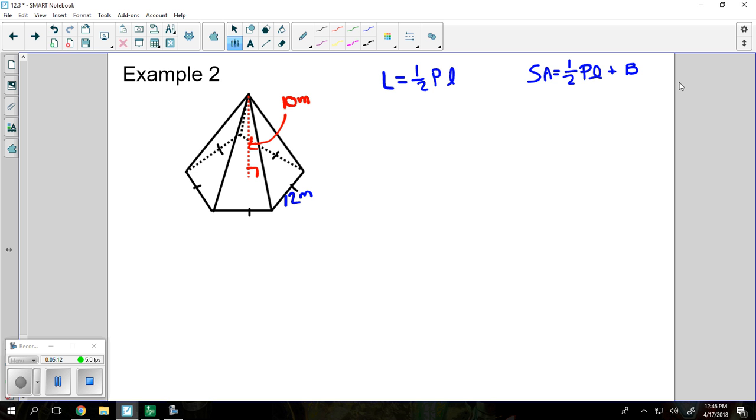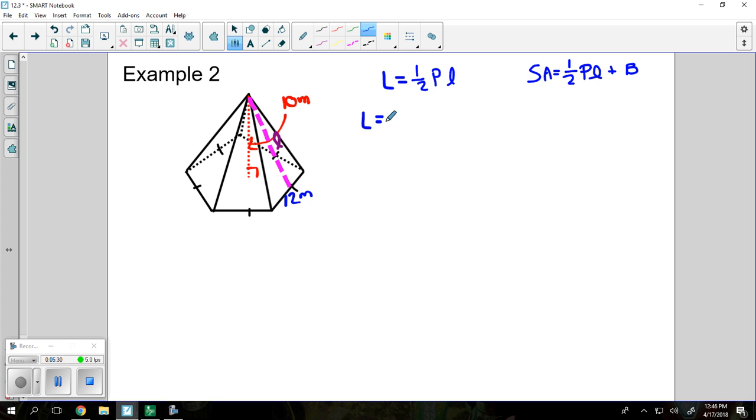So what I notice on this one, to begin with, we don't know the slant height yet. The slant height would be connecting that down to that, and we just don't know it. There's no value there. So I'm going to put an L there for now. So we're going to have to figure that out before we can finish this up. The perimeter we could go ahead and get. So I'm going to start plugging in what I know.